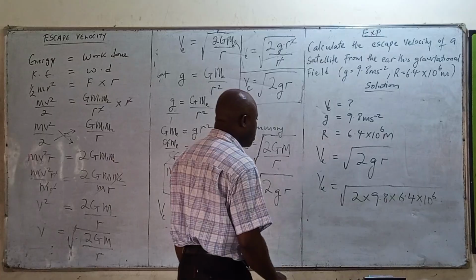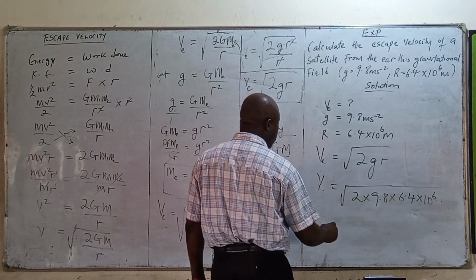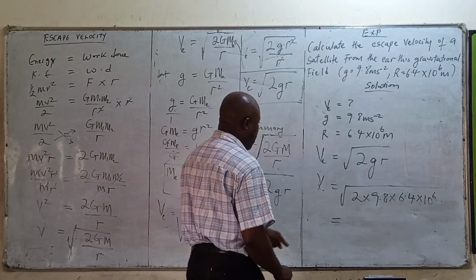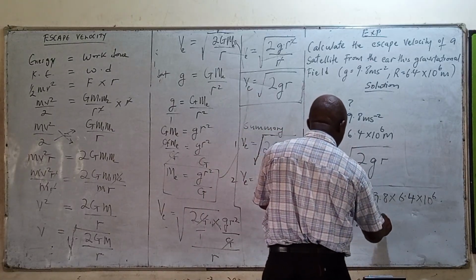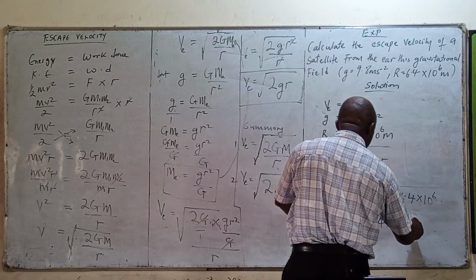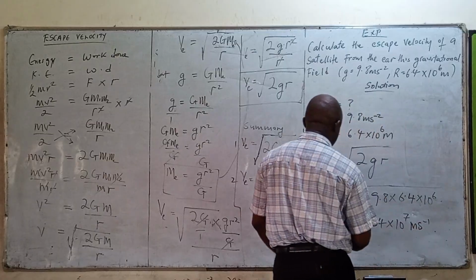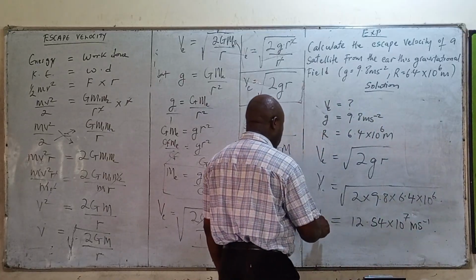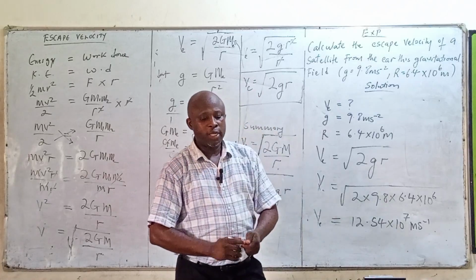Now, when you evaluate using your calculator, our final answer will be 12.54 times 10 raised to power 7. The unit of escape velocity is meter per second.